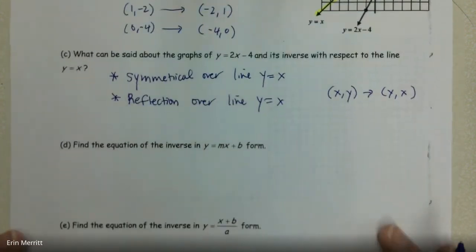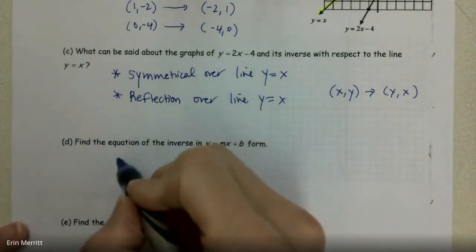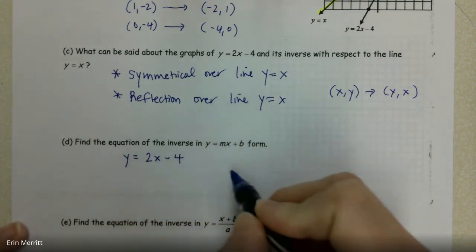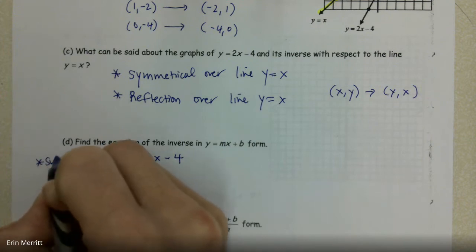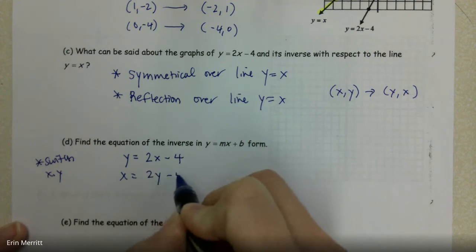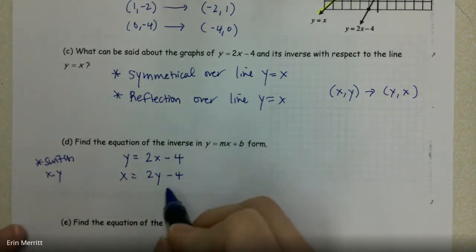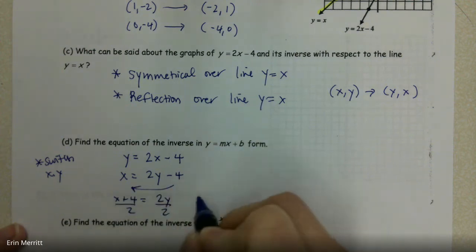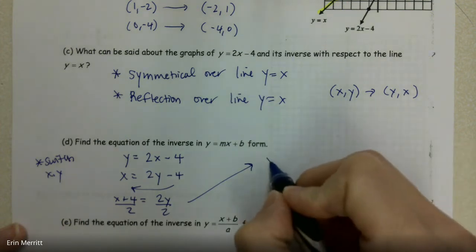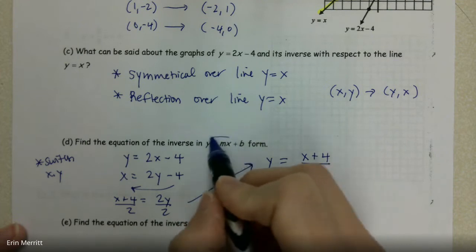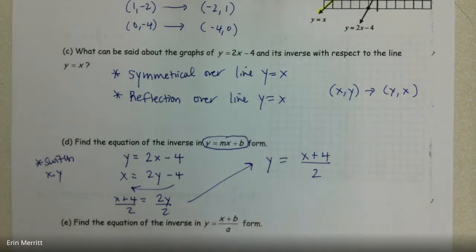All right, finding the actual equation. We know how to do this. So go back to the original. So 2x minus 4, and let's switch the x and y. So x is over here, y is over here. Just start moving some things around to resolve for that y. So if we add that 4 on over and divide by 2, we're going to end up with x plus 4 over 2.